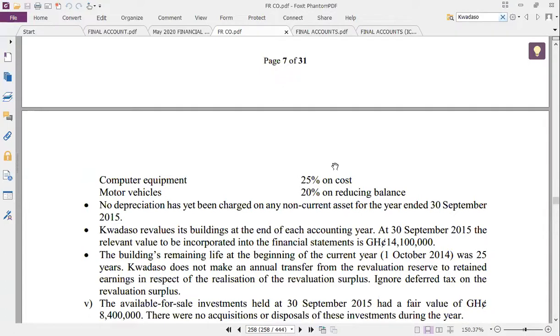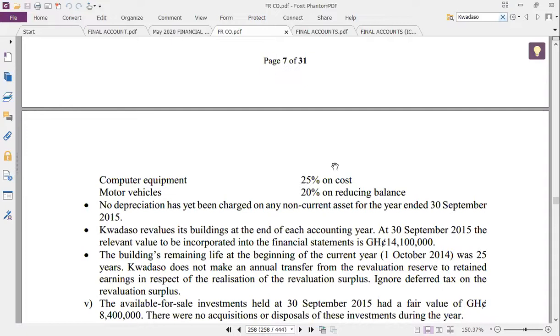Then the next note states that Quadaso Limited revalues its building at the end of each accounting year. So at 30th September 2015, the relevant value to be incorporated in a financial statement is what? 14,100. So that is what? The fair value of the building at the end of the reporting period. So that means depreciation will be based on the figure in a trial balance. So let's go to a trial balance, but let's continue.